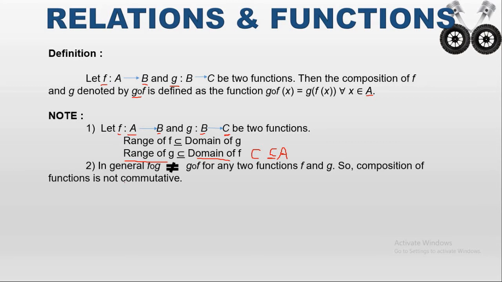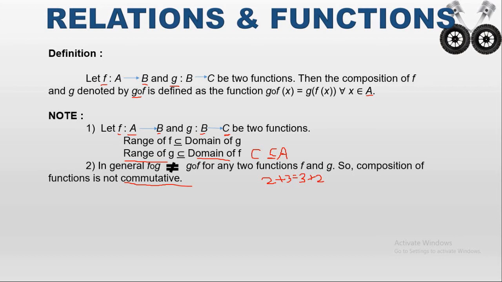So, what is meant by commutative? That is, we are interchanging the values. For example, 2 plus 3 equals 3 plus 2. So, these two are commutative. Why is it commutative? If we interchange the values, the answer will not change. 2 plus 3 is 5, and 3 plus 2 is also 5. So that is commutative.